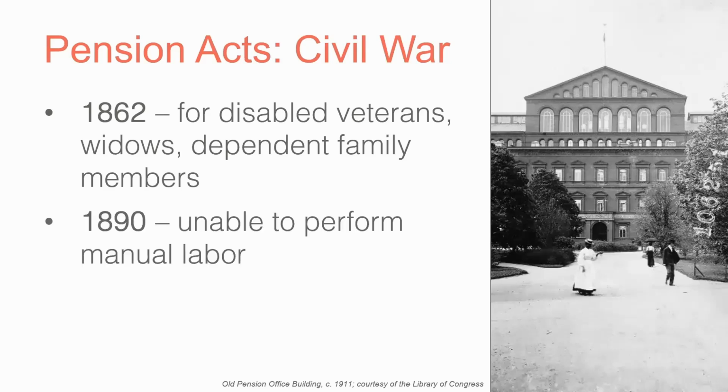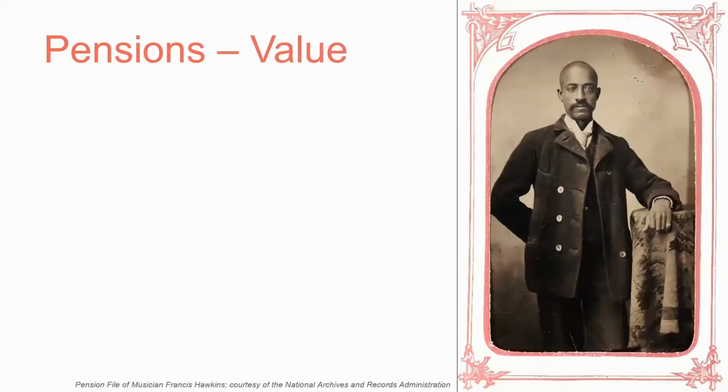Next, we have 1890. This act expanded and was based more on service, and it did require that the veteran prove that they were unable to perform manual labor. And then the Act of 1907 allows for pensions to be based on age. As you can see, the more time that goes on, the more and more people that qualify for these pensions. So what are you going to find in pension files? The longer they went on, the more details you got, so they can be very valuable.